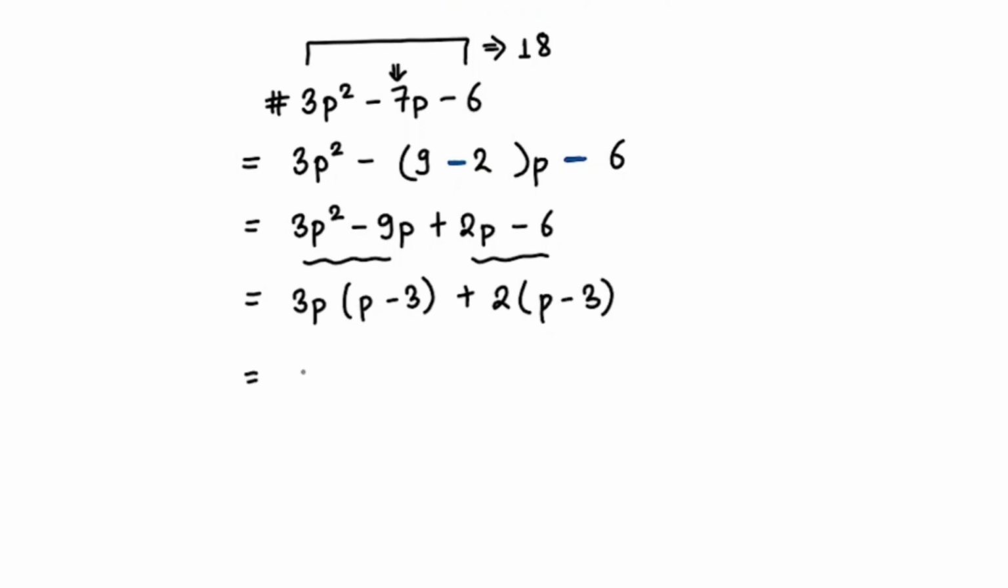Now we can write that p minus 3 as our common, and then we have the remaining things 3p plus 2 in another bracket, and done. So even if there is minus over here, the steps and the process are still the same. Now, sometimes there is a tricky question in your exams, okay?